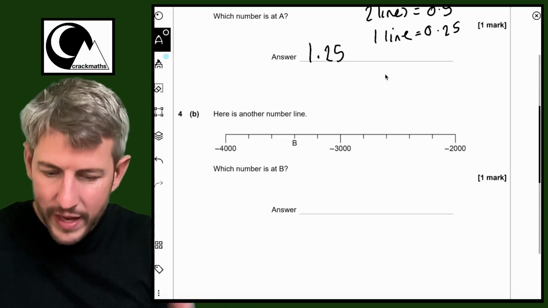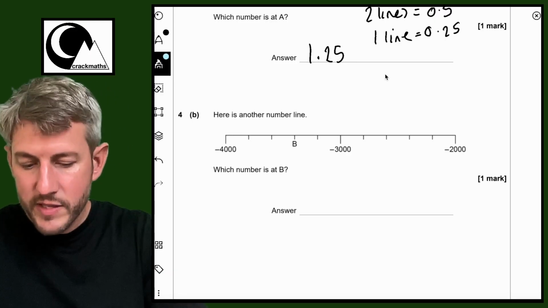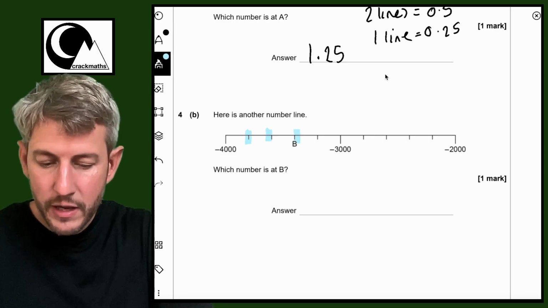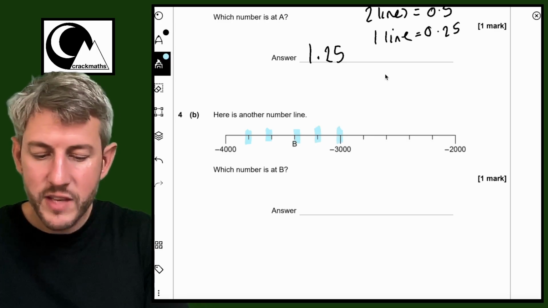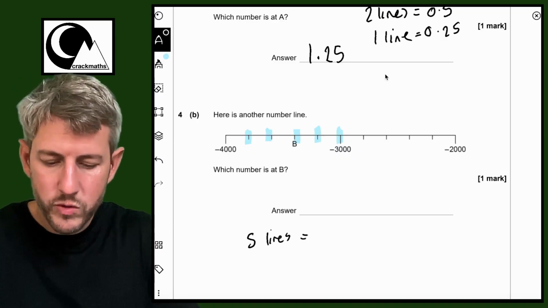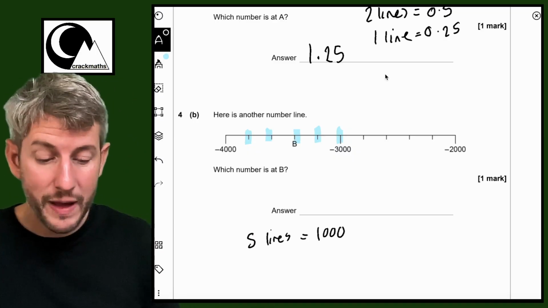Next bit here, here is another number line. Which number is at B? So again, how many dashes do we have here? We've got 1, 2, 3, 4, 5. Okay, so we've got 5 and it covers 1,000. So 5 lines equals 1,000. So we need to basically divide this 1,000 by 5.